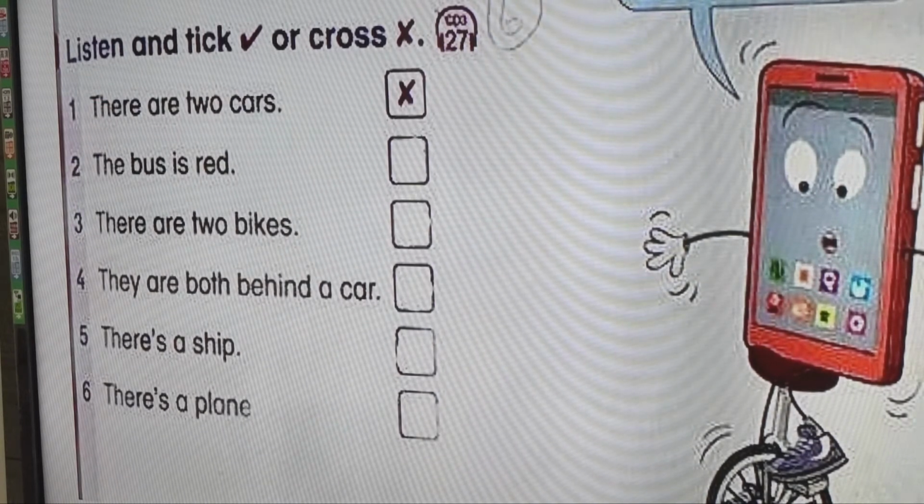Now let's go to the next questions. Okay, are you ready? 1 bus. It's red.